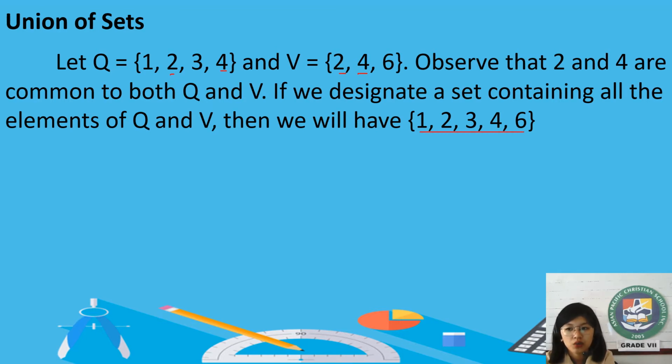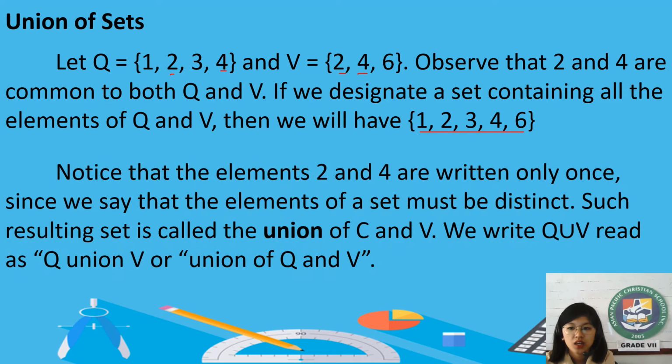If you notice, the elements 2 and 4 are written only once. Why? Because the elements of a set must be distinct, so we need to write each one only once. Such a resulting set is called the union of Q and V. We write Q union V, and this symbol is called union. It is read as Q union V or the union of Q and V.